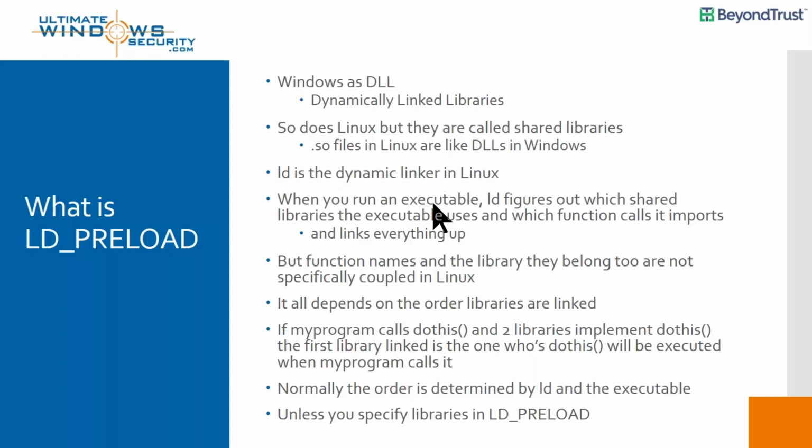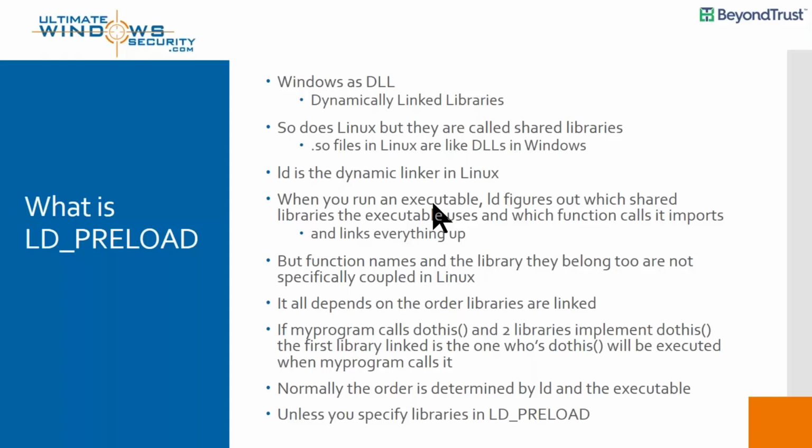So Linux does very much the same thing, but in Linux, instead of being called DLLs, they're called shared libraries, and they have a .so extension on the file. So a .so file, to me, is a lot like a DLL in Windows. And in Linux, the dynamic linker, that part of Linux that does all of this, is called LD.